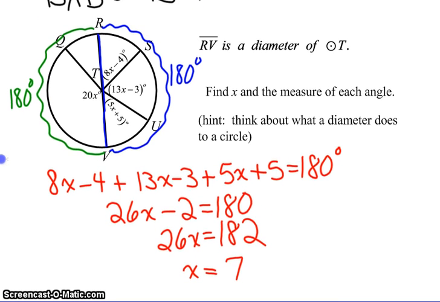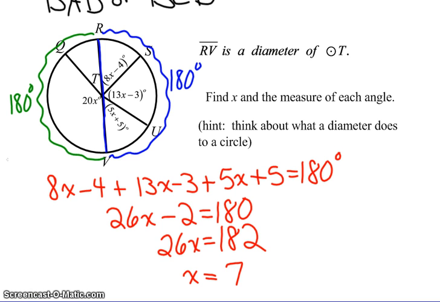Once we know what x equals, we can substitute that back in and find the value of each arc. 8 times 7 minus 4 was 56 minus 4, or 52 degrees, is arc RS. It's also angle RTS. 13 times 7 minus 3 is 91 minus 3 is 88 degrees. That accounts for arc SU, also angle STU. 5 times 7 plus 5 is 40 degrees. That accounts for arc VU and angle VTU.